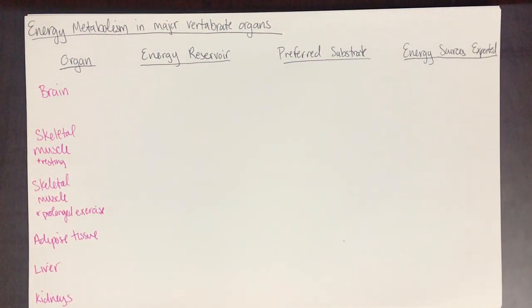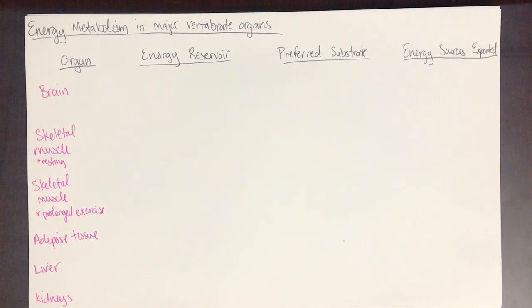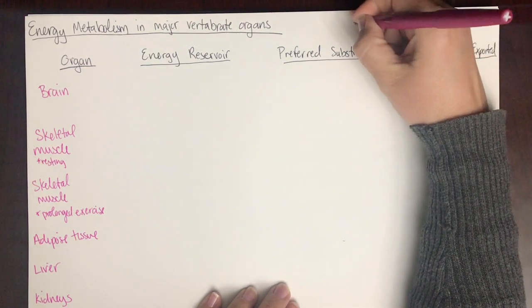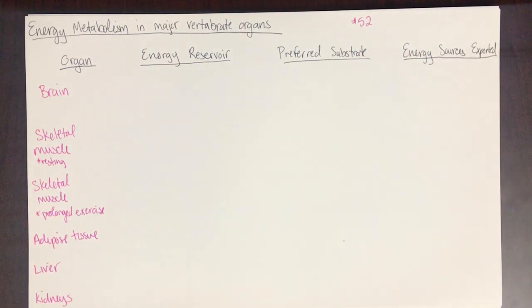Okay, so we're going to take a few minutes to talk about energy metabolism in some of our organs. This is the last slide of the integration of metabolism lecture. This is slide number 52. It's a table that we're just going to fill in, and I'm just going to talk through the organs that are undergoing these processes.